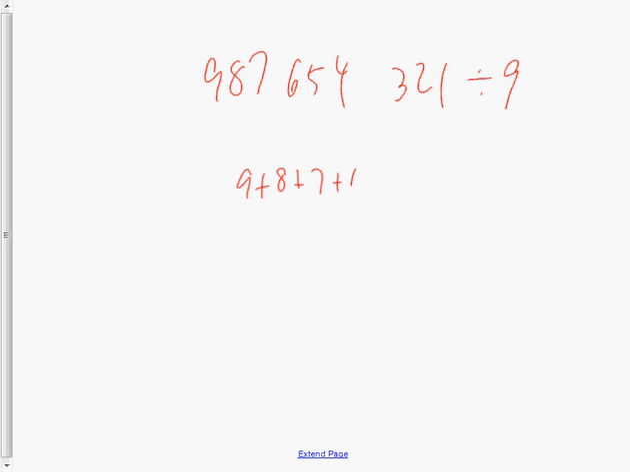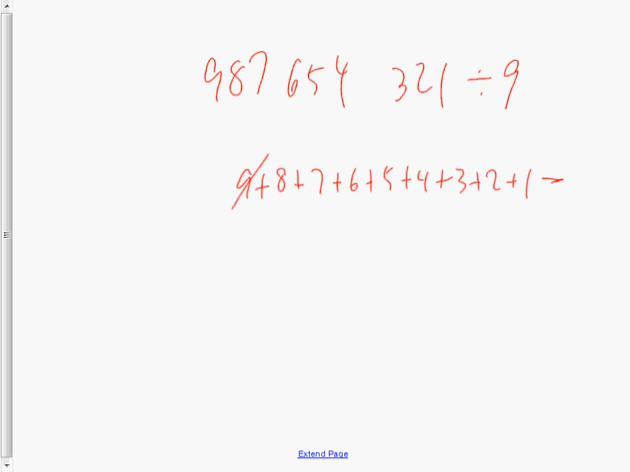Question number 6 says 987,654,329 has 9 as a factor, which means you could divide it by 9 and not have a decimal, right? Well, our rule for divisibility is that if you add the digits together, so 9 plus 8 plus 7 plus 6 plus 5 plus 4 plus 3 plus 2 and plus 1, if the sum of the digits of the number itself is a multiple of 9, then the number is divisible by 9.